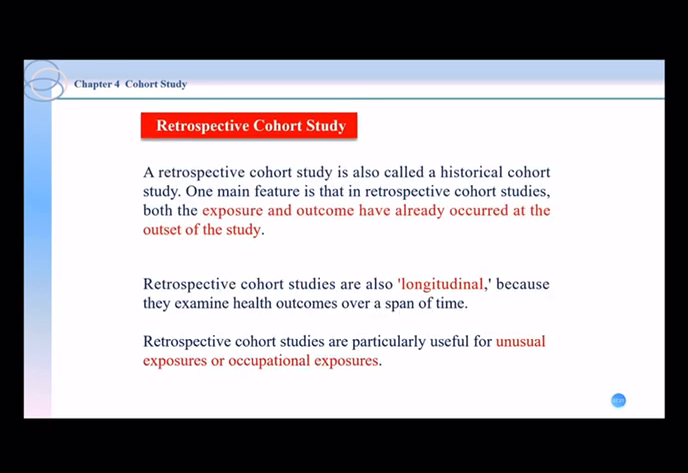The second type is called retrospective cohort study, also called a historical cohort study. One main feature is that in a retrospective cohort study, both the exposure and outcome have already occurred at the outset of the study. Retrospective cohort studies are also called longitudinal because they examine health outcomes over a span of time. This type of cohort study is particularly useful for unusual exposures or exposures that are very unique. For example, one needs to be in a certain occupation in order to be exposed to some potential risk factors.